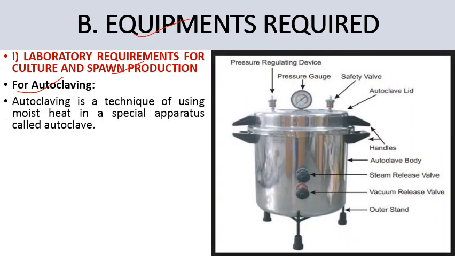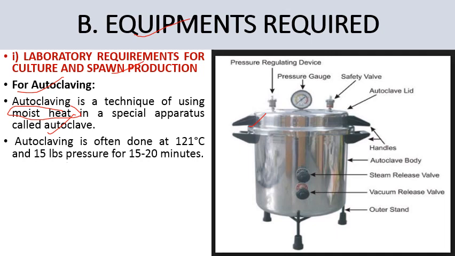Autoclave is a technique of using moist heat in a special apparatus called an autoclave, which is similar to a pressure cooker. In this we use high temperature steam to kill the microbes, or make the apparatus or culture media microbe free or aseptic. Autoclaving is often done at 121 degrees Celsius and 15 lbs pressure for 15 to 20 minutes.